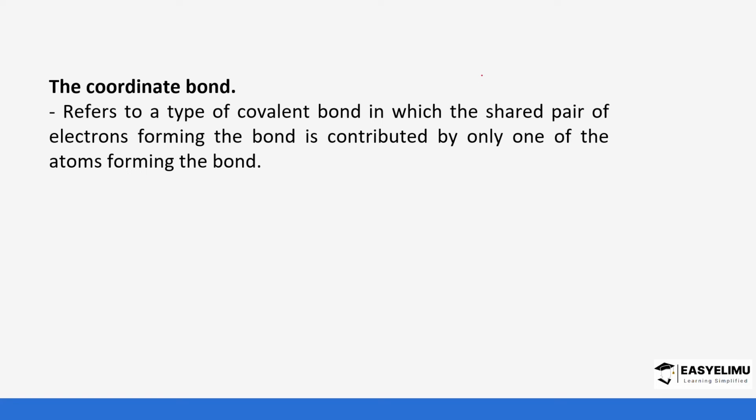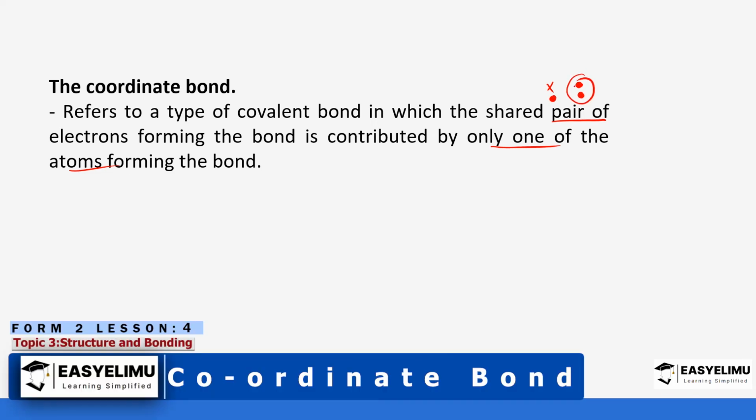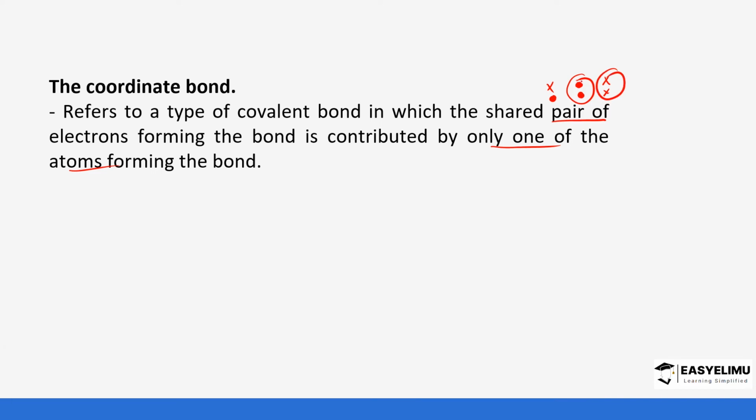Now, when you look at the pair of shared electrons, it's not coming from the two atoms equally. The shared pair of electrons is being contributed by only one of the atoms forming the bond. Before, we said that the shared pair of electrons is being contributed by both atoms. But in this case, we can have a situation where the pair looks the same, but it's only contributed by one atom. It's also referred to as a dative bond.